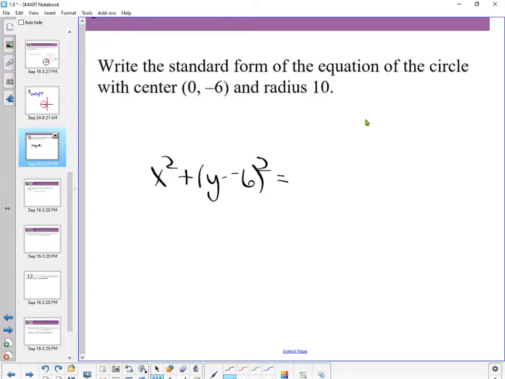Now my radius is 10. So what do I need to put here? 100, because it's 10 squared. Now, the only thing I need to do to fix this: negative times a negative becomes a positive. So right here, I should have a +6. So there's my formula.